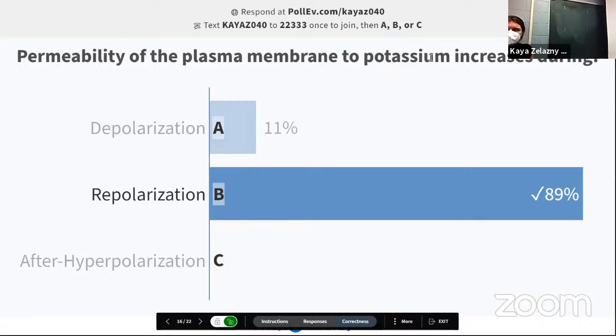We do want to remember that in general, the cell is more permeable to potassium in the first place with those leak channels, which is why we're at negative 70 instead of positive 30 or 0 with our resting membrane potential. And our after hyperpolarization is not when we are increasing the permeability of potassium, but it is also due to the fact that the membrane is still letting extra potassium flow out.